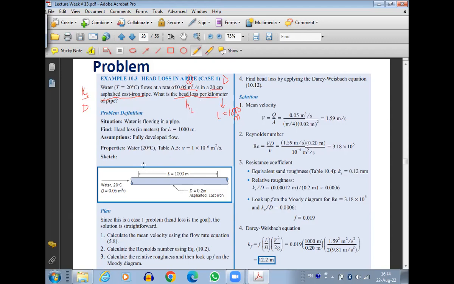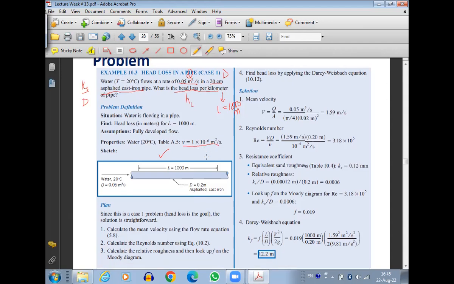So we have a situation here like this: the length is 1000 meter, water at 20 degrees centigrade, flowing at a flow rate of 0.05 meter cube per second. The diameter of the pipe is 0.2 meter, and this pipe is made of asphalted cast iron. Since we know it is water and we know the temperature of the water, we can find out the kinematic viscosity of the water, or it will be provided to you in the exam in the form of a table or directly within the problem statement. So it's 1 into 10 to the power minus 6 meters square per second.